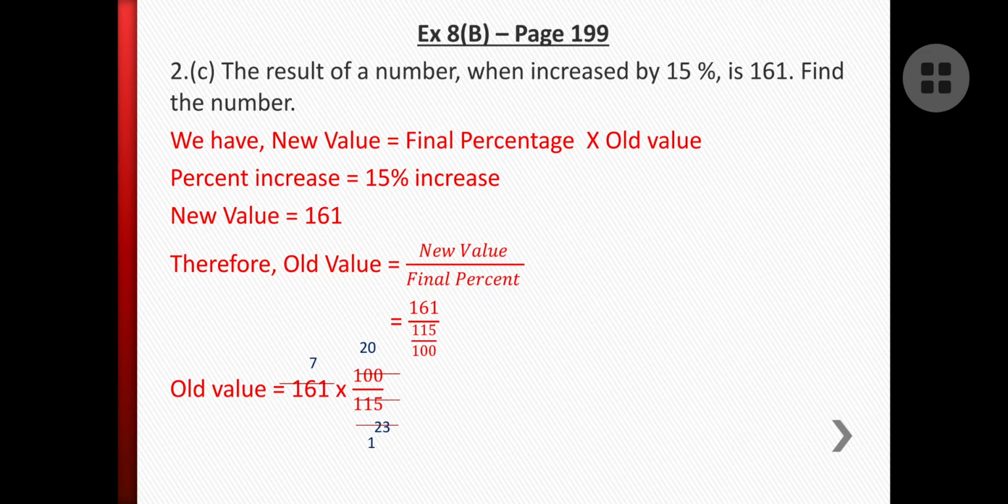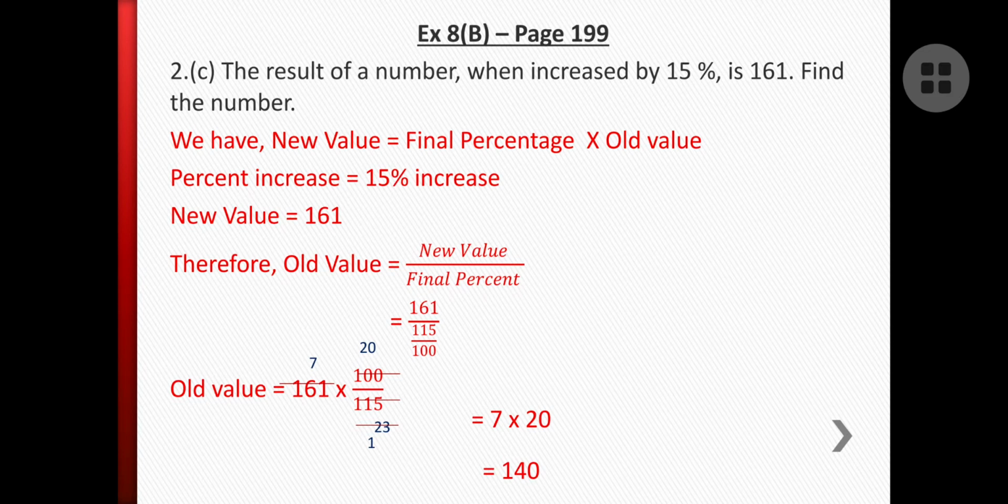So what is remaining? Yes, 7 into 20. And what is 7 into 20? Yes, it's 140. So that is the old value. What is the meaning of this? When you increase 140 by 15%, you will get 161. That is the meaning of it.